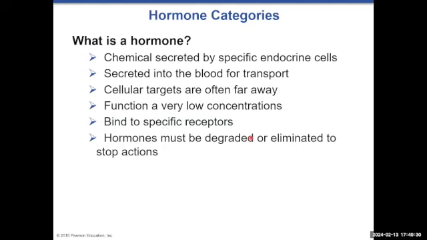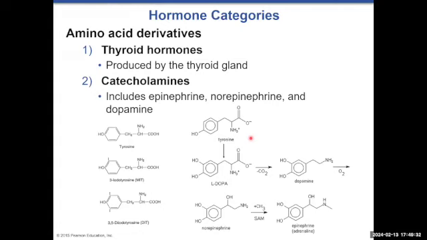All right. The next thing that we'll talk about is how we're going to classify hormones. Now, there's an easy way to classify. Remember that proteins and amino acids are virtually the same thing. We said that a protein is a bunch of amino acids linked together. So amino acid and protein hormones are very, very similar.